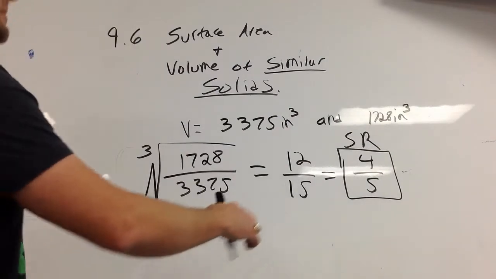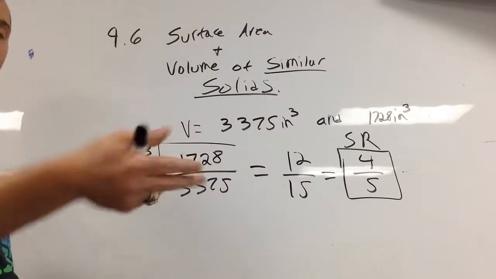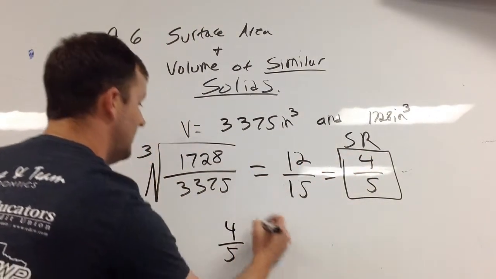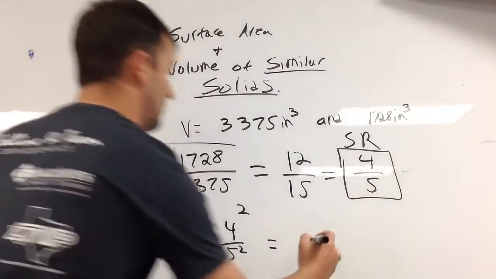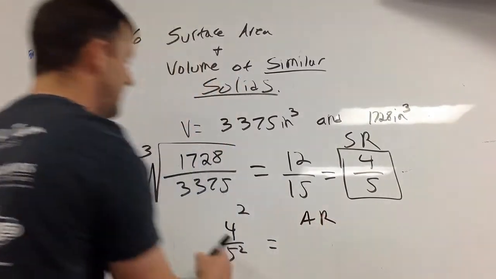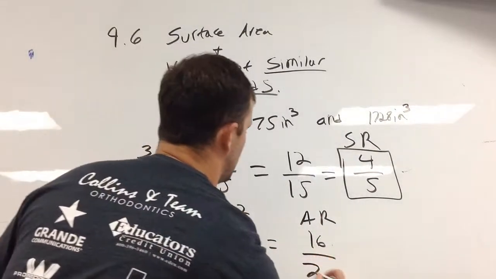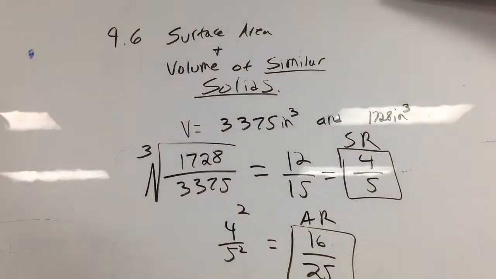So now, in order to go from the similarity ratio to area, I know area is measured in square units. So I would take the similarity ratio, which is 4 over 5, and I would square both of those to get my area ratio. So the area ratio is 4 times 4, which is 16, and 5 times 5, which is 25. So the area ratio is going to be 16 over 25.